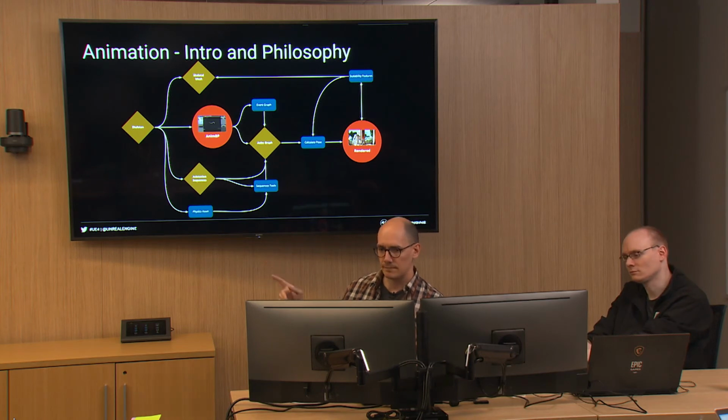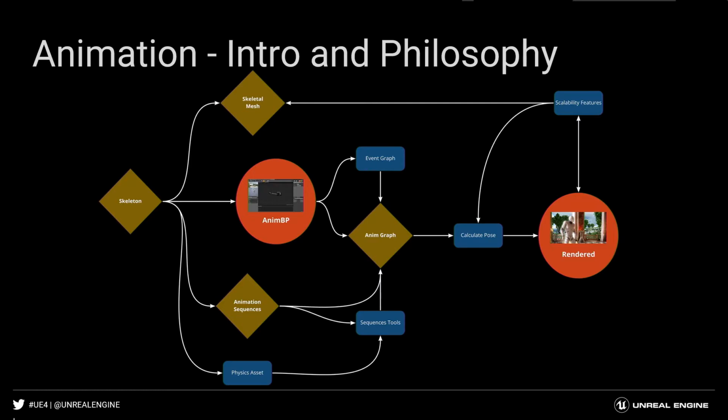From the skeletal mesh, we can work on scalability features, so we can have LODs and sets. And animation sequences we can transform with some tools and then put them in the animation blueprint. The animation blueprint is separated into two main graphs, the event graph and the animation graph. The event graph is what connects the animation with gameplay, and the animation graph is the flow of the animation driven by those gameplay variables. Then we calculate the pose, and then we render the skeletal mesh.